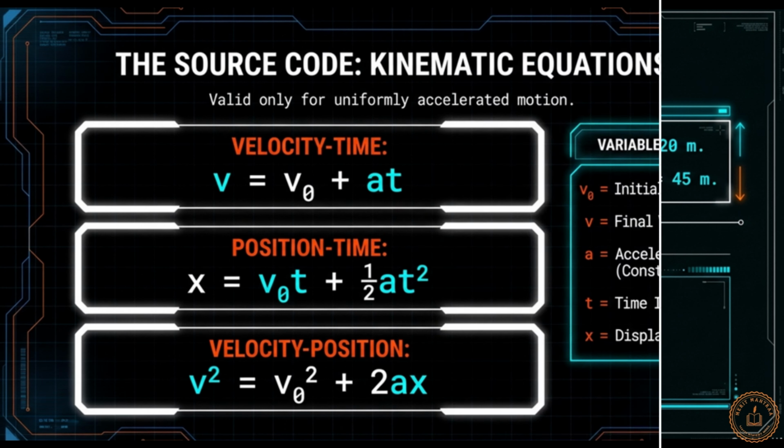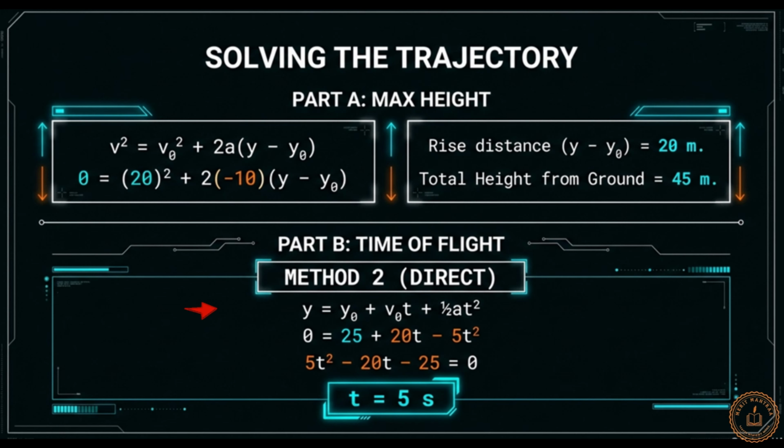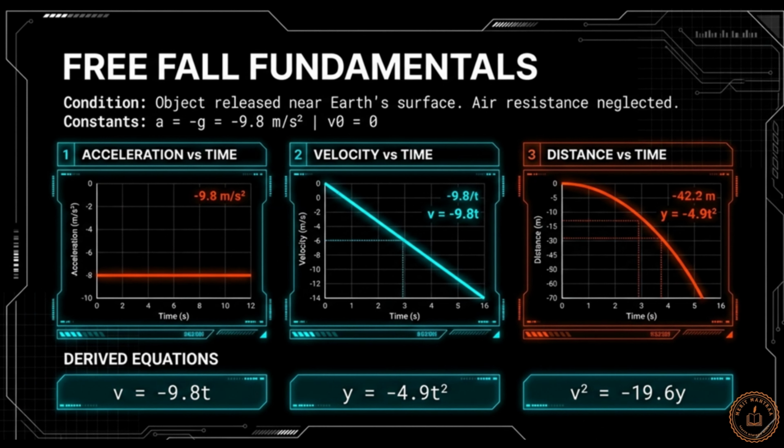Now for the time. We use this second equation, setting the final position to the ground, which is 0. It's a quadratic equation, but once you solve it, you find the total time of flight is 5 seconds. See? Mission complete. Awesome. Now that you've seen the equations in action, let's run a rapid-fire simulation. We're going from Galileo's famous experiments all the way to the driver's seat. First up, free fall. This is the classic example.